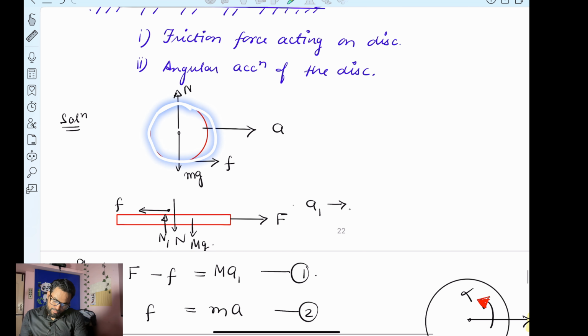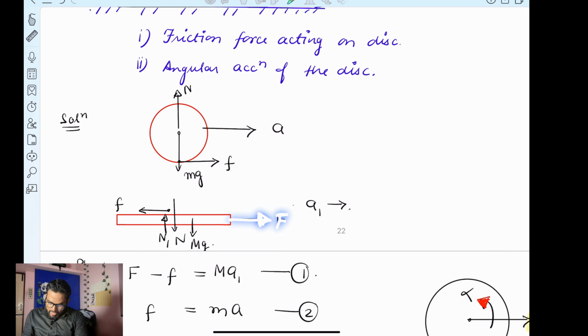Free body diagram. Forward A I have assumed, upward obviously normal, downward mg. And see, the plank is being pulled forward, so friction would act backward, F. So by Newton's third law, friction would act forward on this one. Now this normal was applied by the plank, so on the plank also there is a normal, and then gravity mg, and the ground would give the N1 reaction.